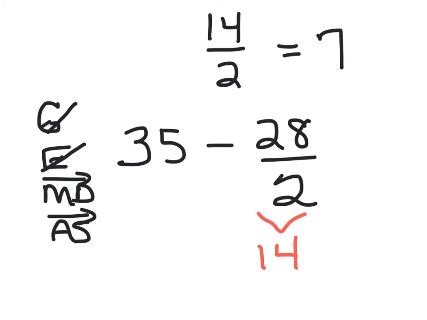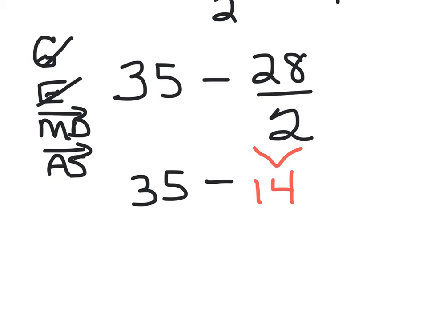Then I'm going to be very careful and write down every other part of the problem that I didn't touch yet. I didn't touch the 35, and I didn't touch the subtraction sign. Okay, now I'm going to look and see, have I done all of my multiplication and division? And I have, so I'm going to cross that off. All I have left is addition or subtraction. I have a subtraction problem. I have 35 minus 14, which leaves me with 21. 21 is the answer to this problem.